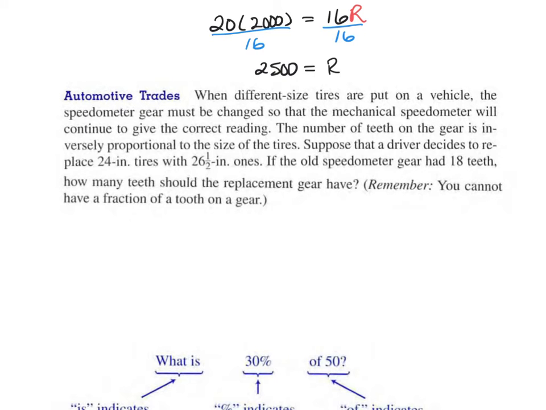All right, let's take a look at our last one. When different sized tires are put on the vehicle, this is exactly what I was talking about. The speedometer gear must be changed so the mechanical speedometer will continue to give the correct reading. Most of us don't do this, but if you're working in the trades and you're working at an automotive shop, you really should consider doing this. The number of teeth on the gear is inversely proportional. That's like what we were doing up above.